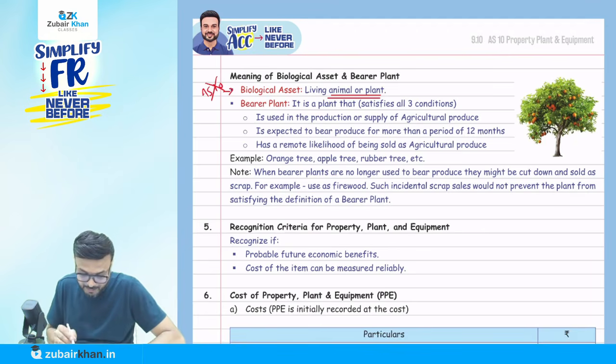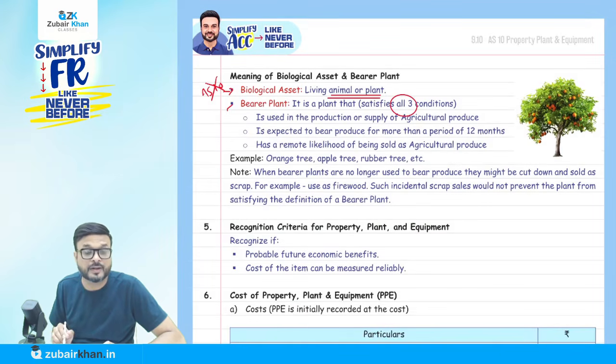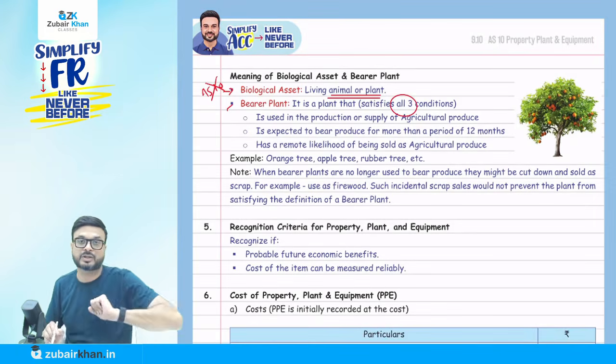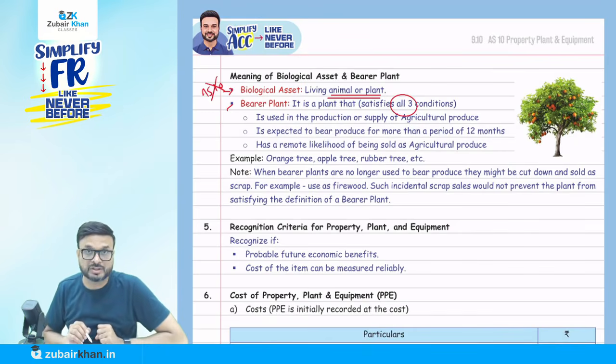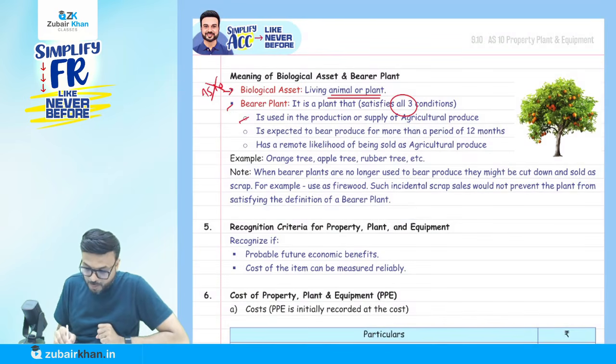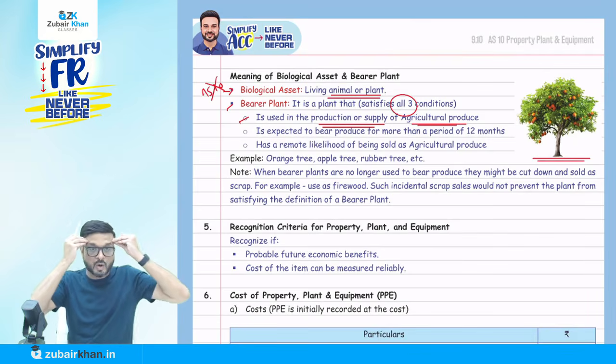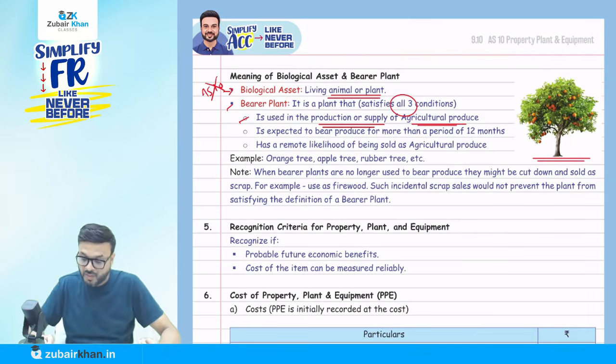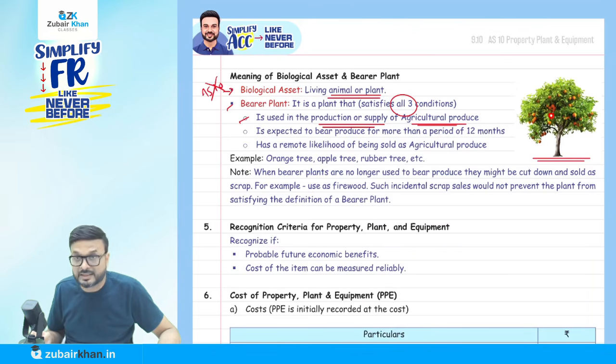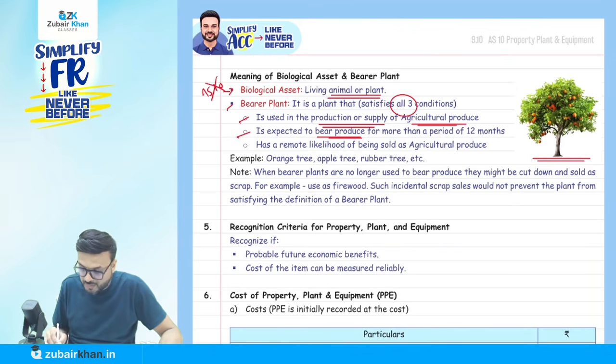So what is bearer plant? They say a bearer plant is a plant that satisfies all three conditions. How many conditions? Three conditions. What it says is: used in the production or supply of agriculture produce. We are using that plant for the purpose of agriculture produce. Now imagine an orange tree in your mind. It's a tree which produces agriculture produce, this orange. Then they say it is expected to bear produce for more than 12 months.